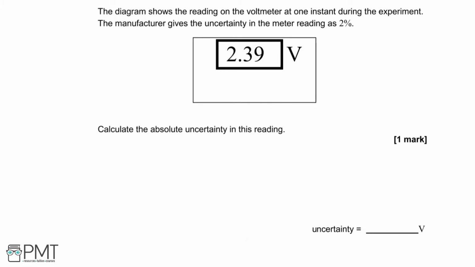The diagram shows the reading on the voltmeter at one instant during the experiment. The manufacturer gives the uncertainty in the meter reading as 2%. Calculate the absolute uncertainty in this reading. So to calculate this, we just need to multiply the percentage uncertainty by the value itself, and that will give us the absolute uncertainty. So we want to find 2% of 2.39 volts. But I'm going to round that to 0.05 volts to keep it to one significant figure, as it's an uncertainty.